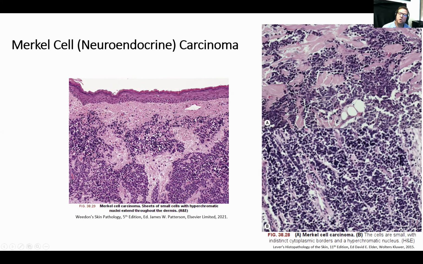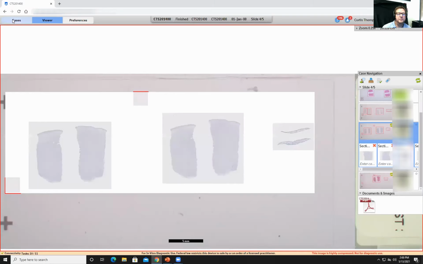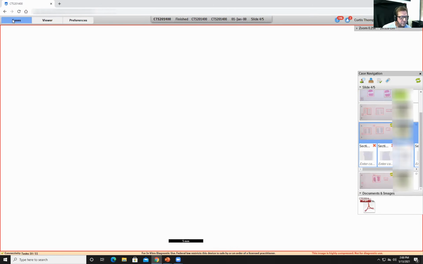So what you see are small blue cells. After you have this thaw, you can see they have very indistinct cytologic features and lots of mitoses. So 21, 38, 77. I'll show you that. 21, 38, 77.